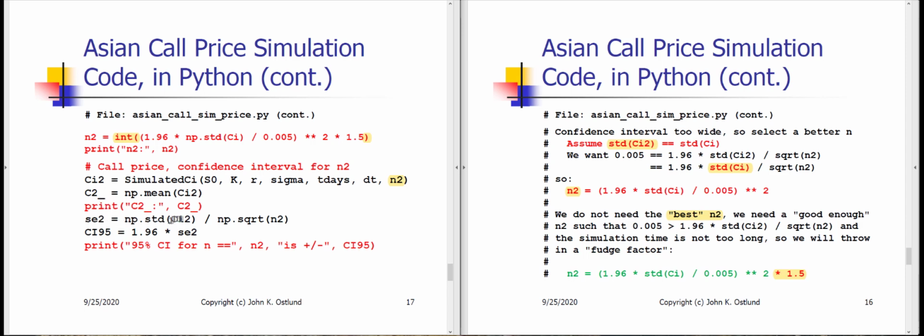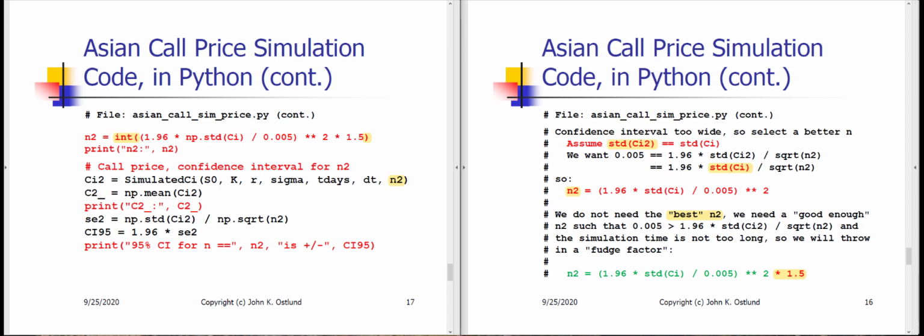And we'll get ourselves the standard deviation of the CI2 and use the square root of n2 to compute the standard error for the second simulation of n2 paths. Then we finally get our confidence interval, and, well, I'm cheating because I've already tested this and I know it works, but we believe that this confidence interval is going to be narrower than plus or minus half a cent. All right, so let's prove that that's true.